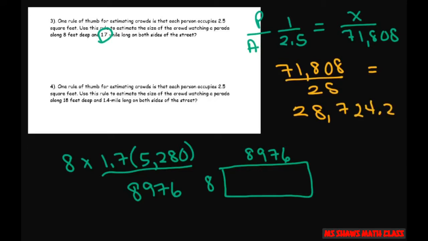28,724.2. Now this is the key. When you're dealing with people, you have to round up. So I know that usually we round down, but you can't have just a fifth of a person. So always with people, round up. So your final answer is 28,725.